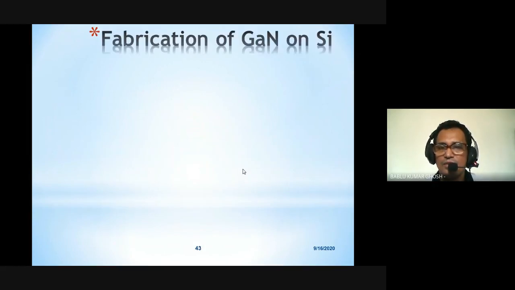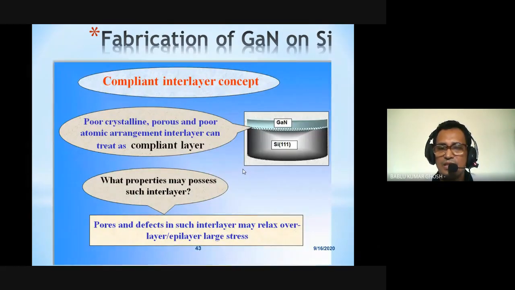Actually, in my PhD work in Japan, I did the background work on gallium nitride fabrication on silicon. Here is the methodology of how we did it.